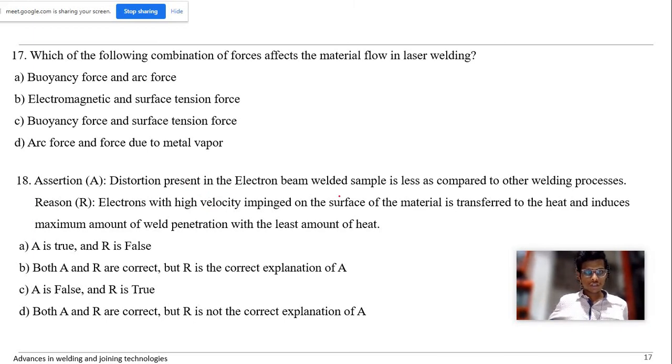Distortion present in the electron beam weld sample is less compared to other welding processes. Electrons with a high velocity impinge on the surface of the material and are transferred to heat. The first sentence is true: distortion is less compared to other welding processes. I will see the reason they have given. Yeah, correct. B is the answer. Electrons with high velocity impinge on the surface of the material, transferred to heat, and induce the maximum amount of weld penetration with the least amount of heat. First of all, we'll understand why it is the correct answer. B is the correct reason: least amount of heat. This is the one point.